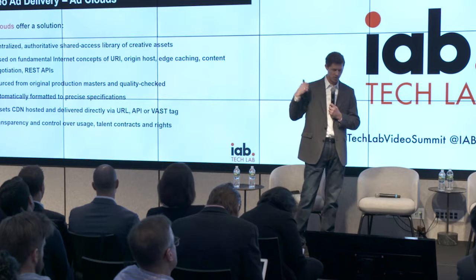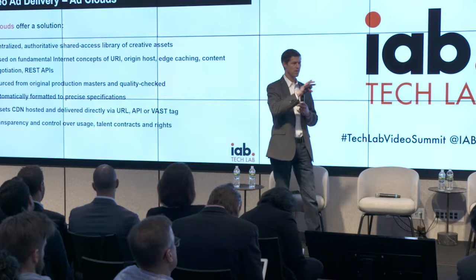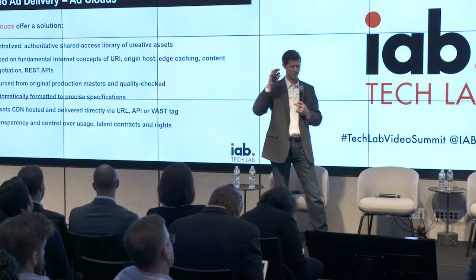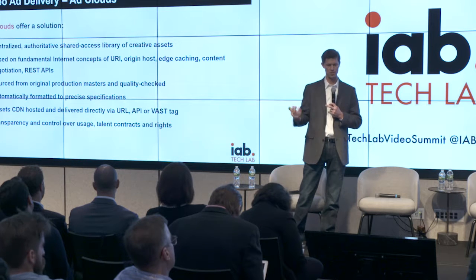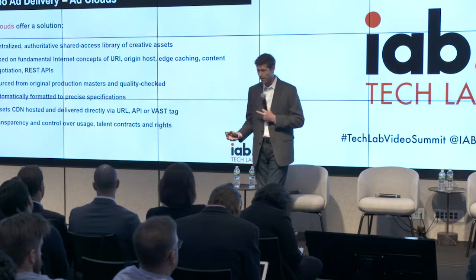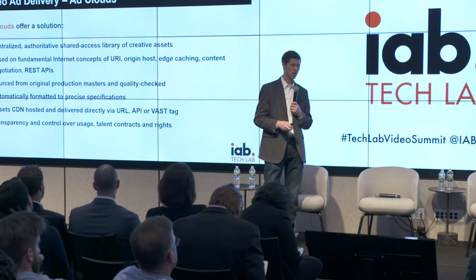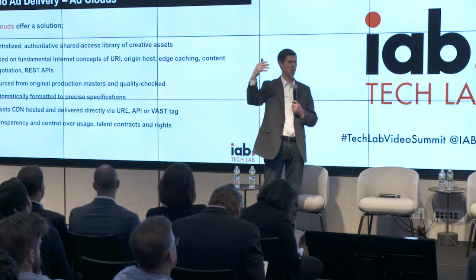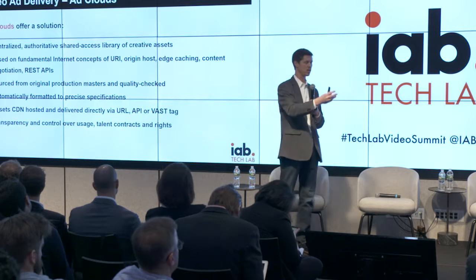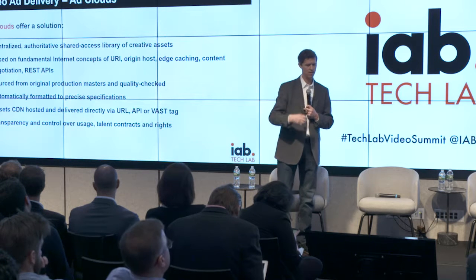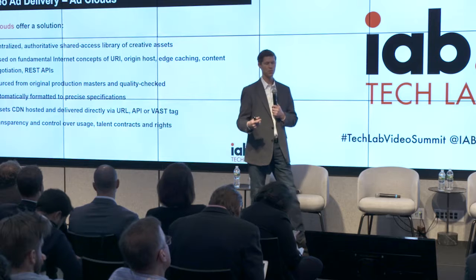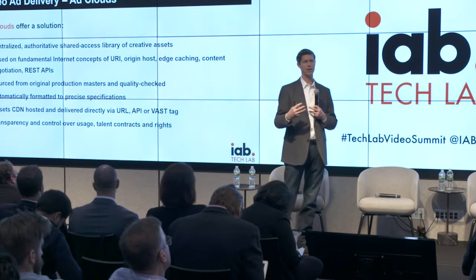So we just heard about the original production masters or the mezzanine files. Everything that lives in an ad cloud is sourced directly from post-production and lives in that cloud environment. So it's the original ad with an ad ID, uniquely identified in its master pristine format. And it's been quality checked to make sure that it adheres to that format. It's automatically formatted to the precise formats needed by any destination. So instead of the media agency having to manage lists of publisher profiles, all of those publisher profiles exist in the ad cloud. And you just ask for the ad for this location, and you ask for the ad for that location. The assets are CDN hosted in the cloud and available through URL or an API or directly in a VAST tag. And finally, you have transparency control over the usage and being able to adhere to those talent and rights agreements.